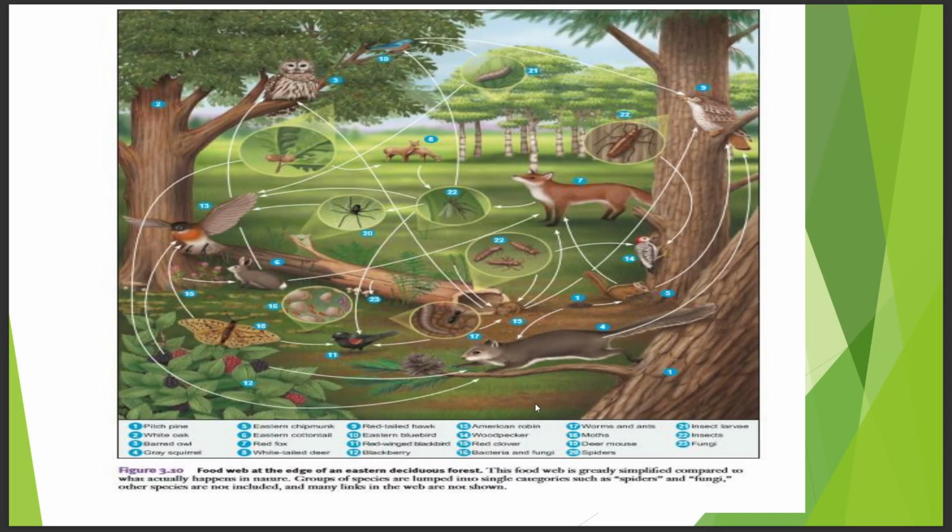So this is a food web. It is not a food chain, it is a food web. Right? It is a food web and the food chain, both can be got from this. So this is a food web at the edge of an eastern deciduous forest. This food web is greatly simplified compared to what actually happens in nature.